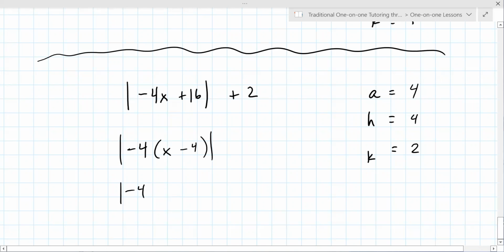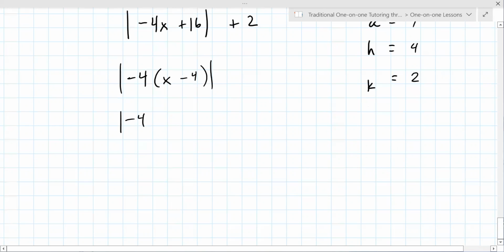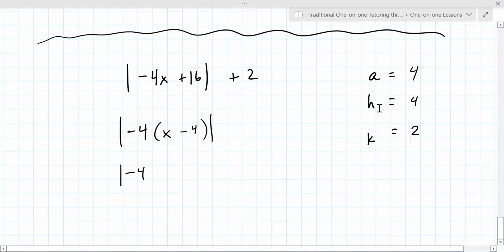Perfect. That's great, because the reason we're doing all this is you want to quickly get a graph of this. So the HK is the most important thing. That tells you where you're starting. HK is there, 4, 2. And then the A tells you that it opens up.